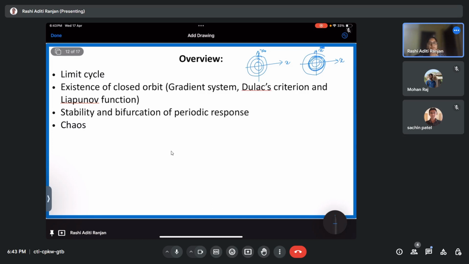Okay, then we discussed the existence of closed orbits, and there were some criteria that were discussed. Then stability and bifurcation of periodic response, which was given on the basis of Floquet theory. I guess we discussed some more questions in that week. And then we talked about chaos. And I guess now the idea of chaos is clear to you. Check for variation of the initial condition. If the response is the same after a certain period of time, then your response is not chaotic, otherwise it is chaotic.